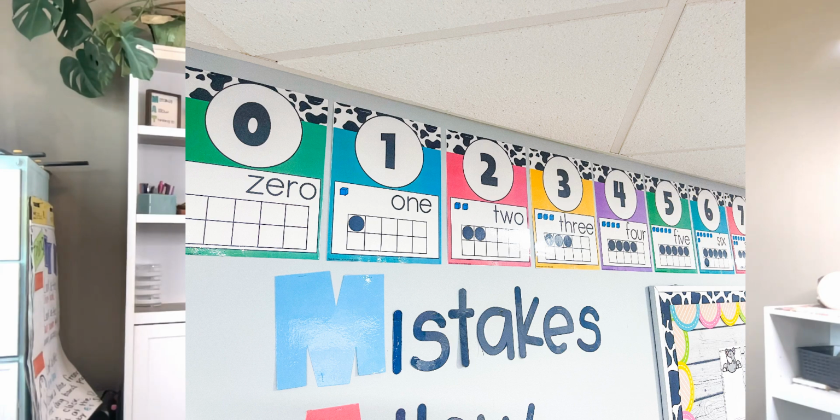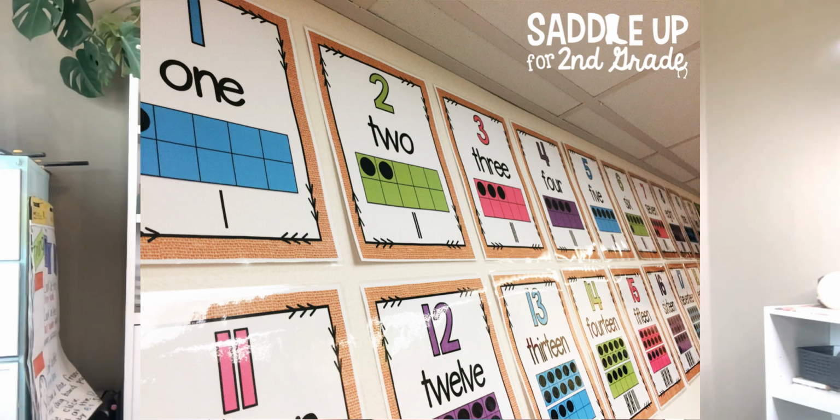Notice that the cow print is at the top and the important information is on a white background and it's easy for kids to read. Whereas when I had my burlap theme or my zebra theme, my number posters had 10 frames on colored backgrounds. Realistically, this was hard for kids to read, especially from a distance across the room. Also, the font that I chose was thinner and was also hard for students to read from across the classroom.